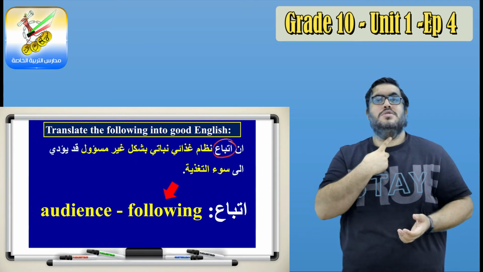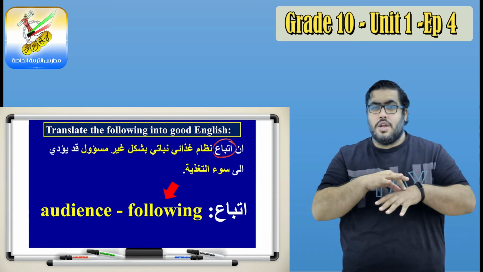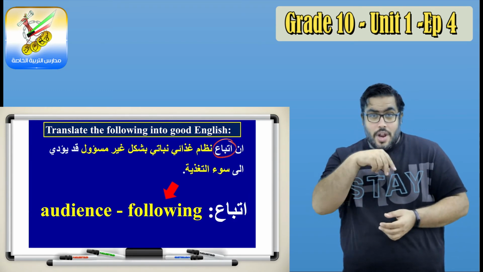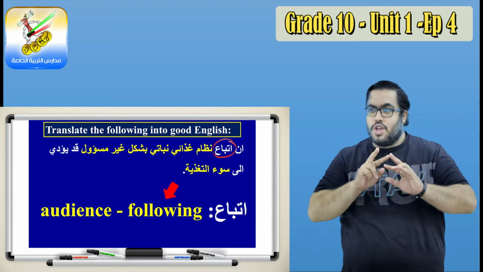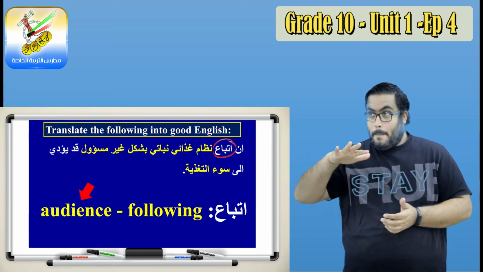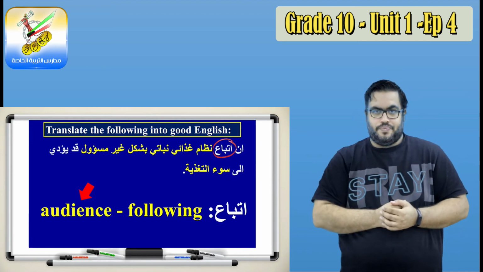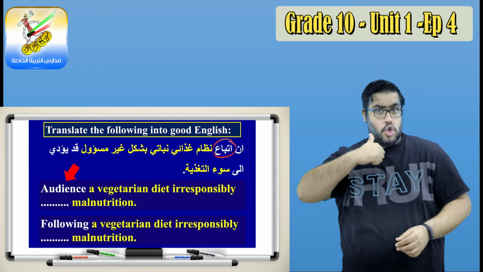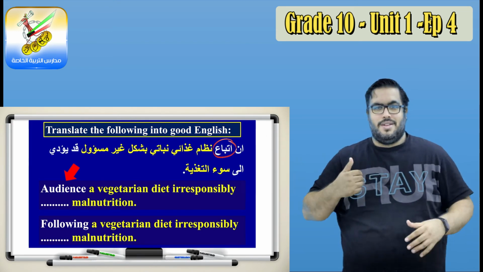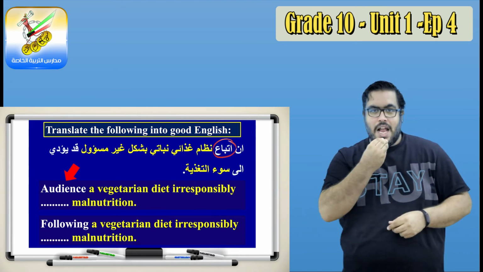We have the word ittiba'. It has 2 different meanings according to how you pronounce the word. So be careful to how you pronounce your words in Arabic. There's a difference between ittiba' and atba'. So if we say atba', then the word is going to mean audience. However, when it comes to ittiba', then the word is following. So, is it audience a vegetarian diet irresponsibly? No, it doesn't make sense, right? So we use the wrong word here for the context.